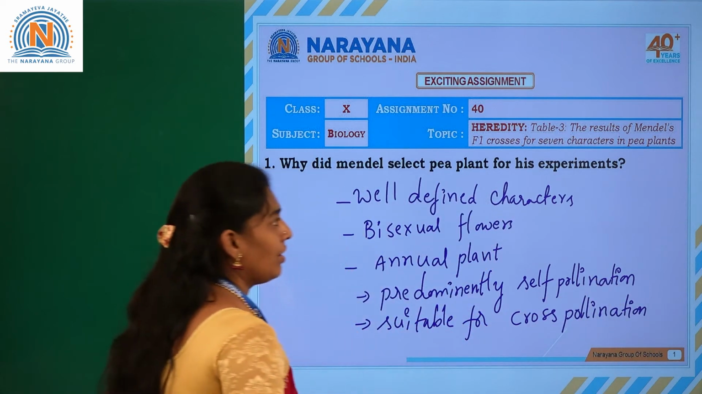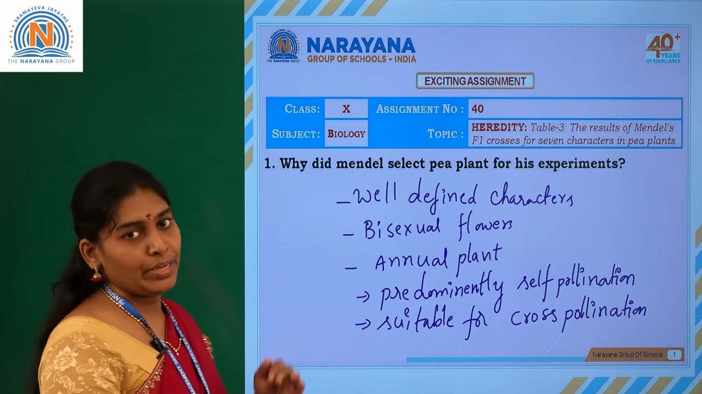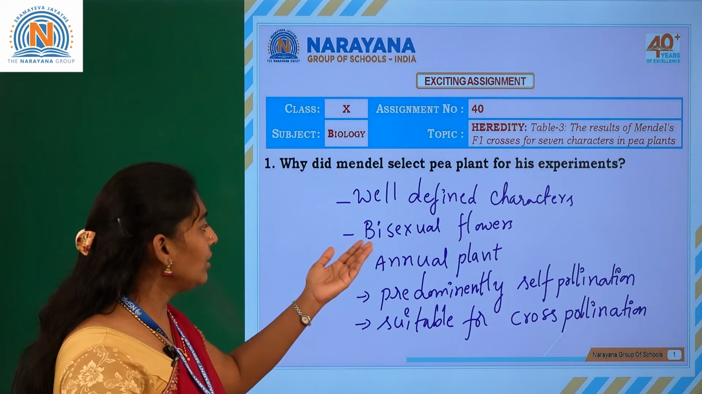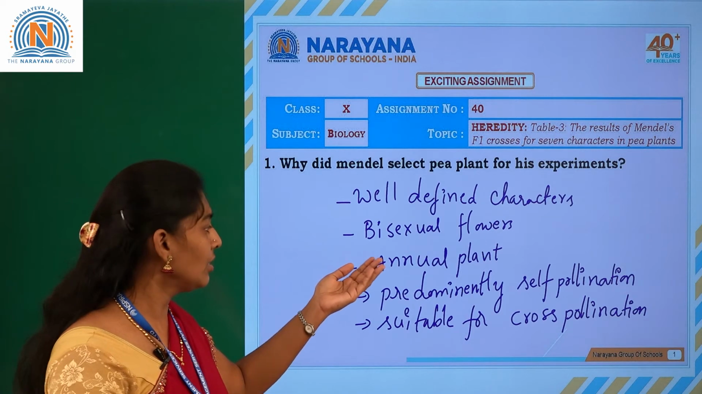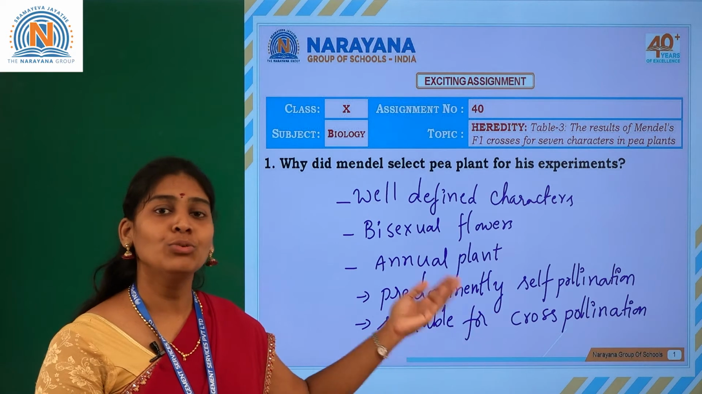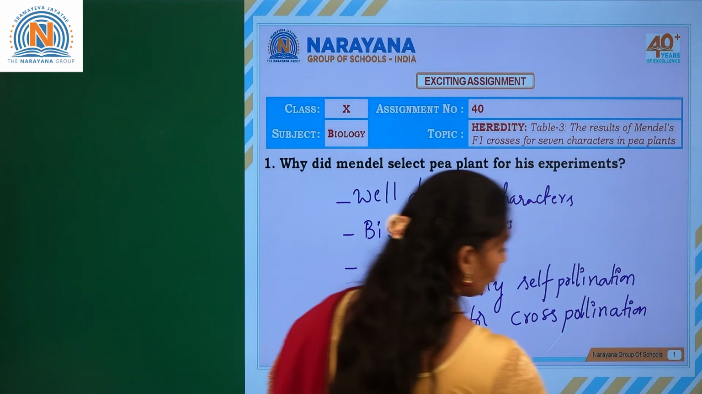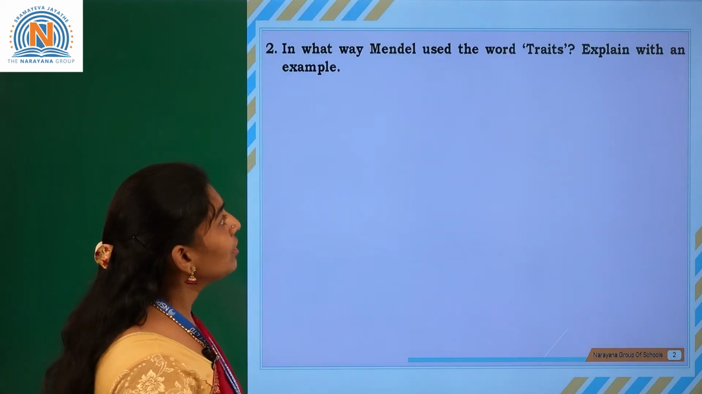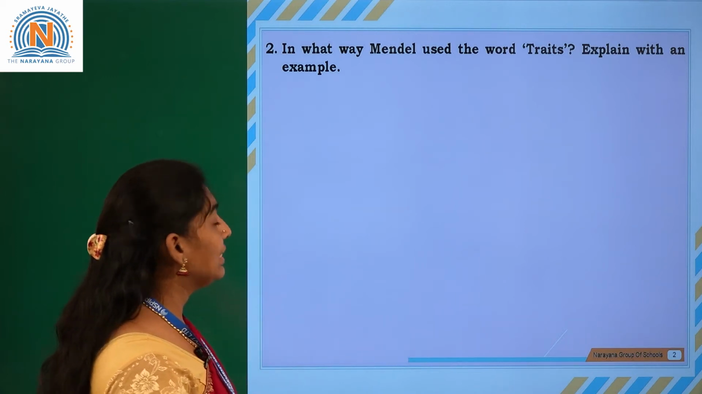So these are some of the characters which Mendel took, especially in pea plants, because they have well defined characters. The first one is bisexual flowers. These plants have bisexual flowers, are annual, and predominantly self pollinating, though they are suitable for cross pollination also. Let us go to the next question. In what way did Mendel use the word trait? Explain with an example.